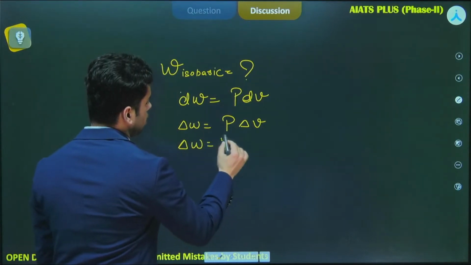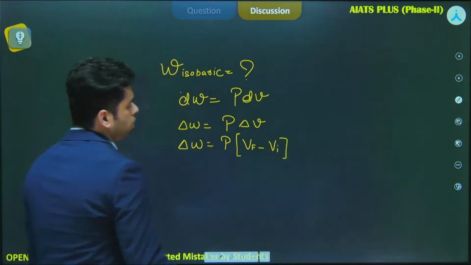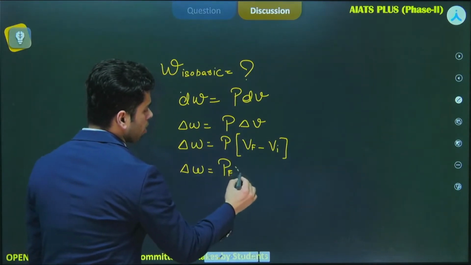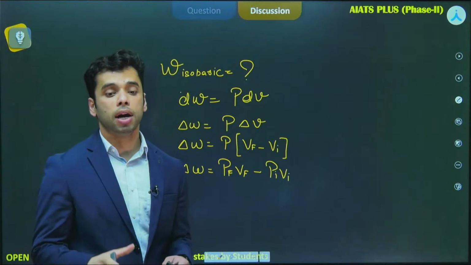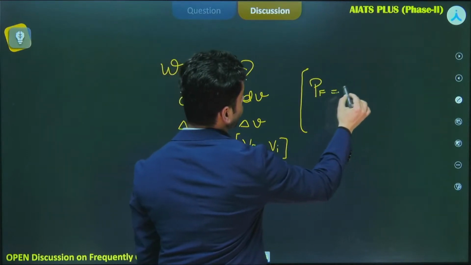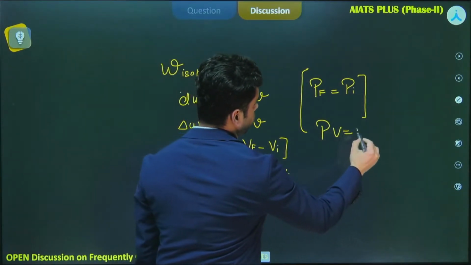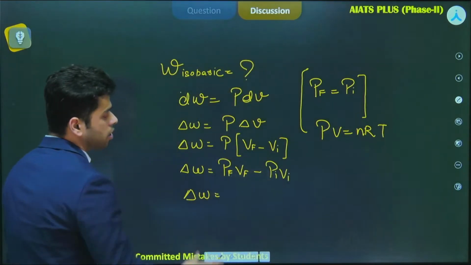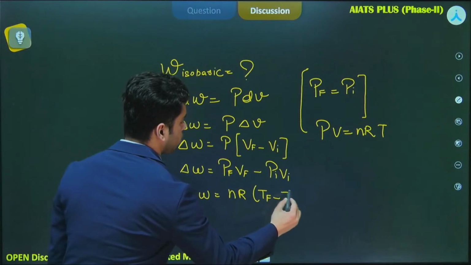So delta W is P delta V, and delta V will be equal to V final minus V initial. Right? So delta W, if I take this P inside, will be equal to P final V final minus P initial V initial, and P final is equal to P initial because it is an isobaric process. From the ideal gas equation we know that PV is equal to nRT. So delta W, which is P final V final minus P initial V initial, will be equal to nR times T final minus T initial.